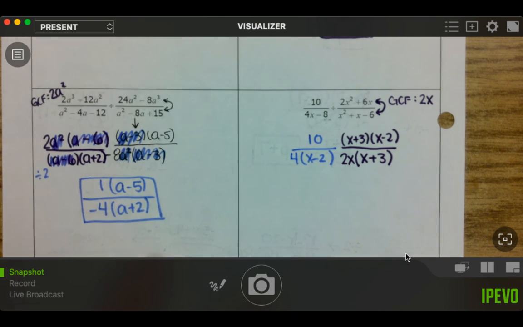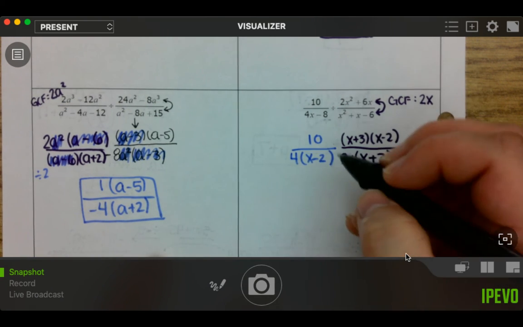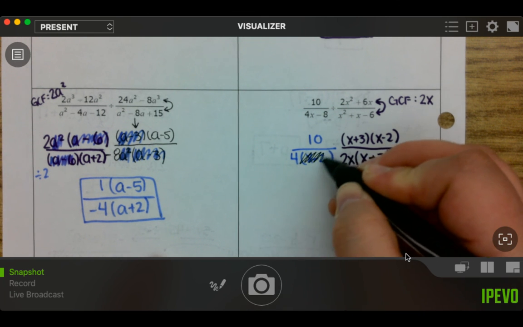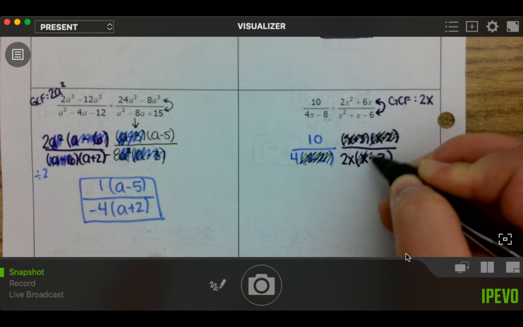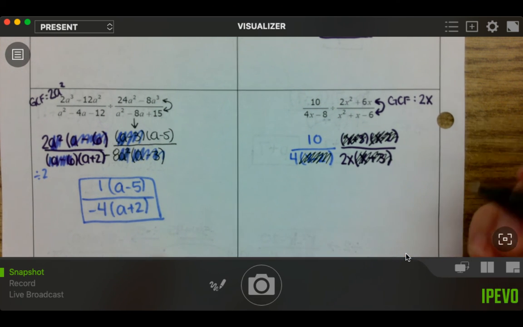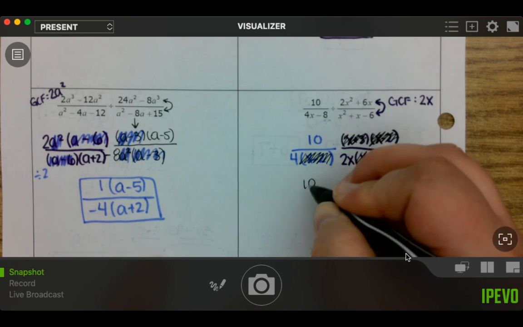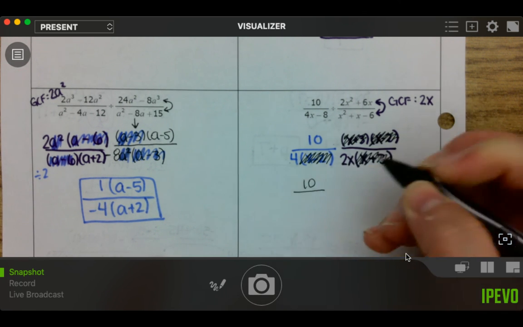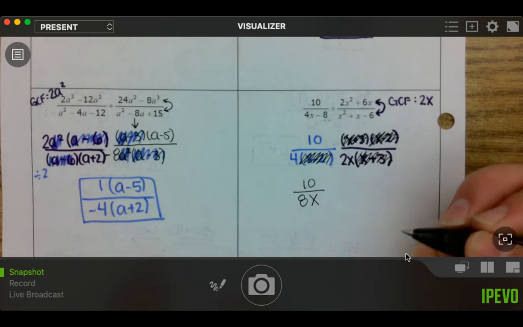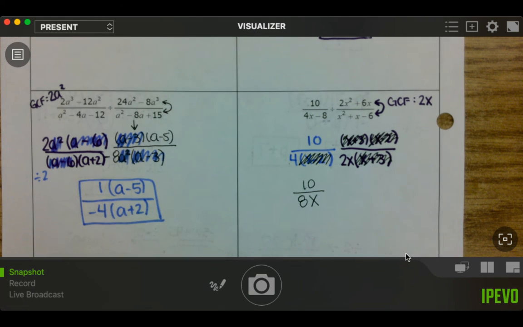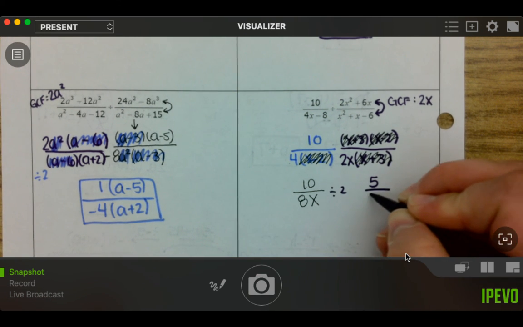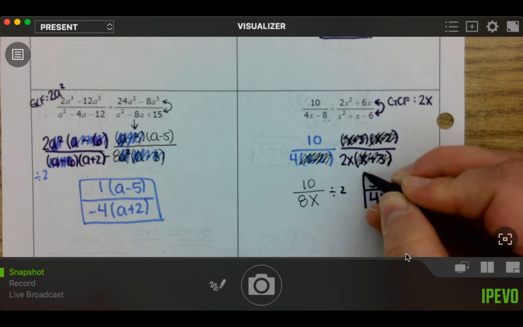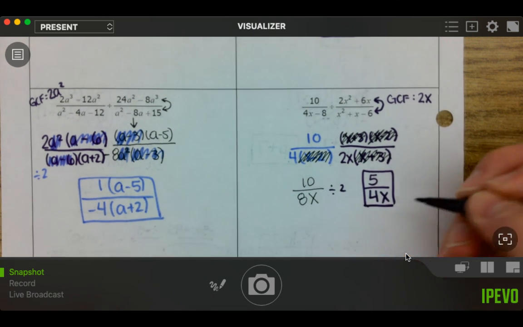And not quite as much is going to go away this time. Actually, I guess it's about the same. X minus 2's and x plus 3's. Okay, and then right now I have 10 on the top and a 4 times 2x on the bottom, which is 8x. And after you write that, there is a way you can simplify because you can divide both 10 and 8 by 2. And there you have it.